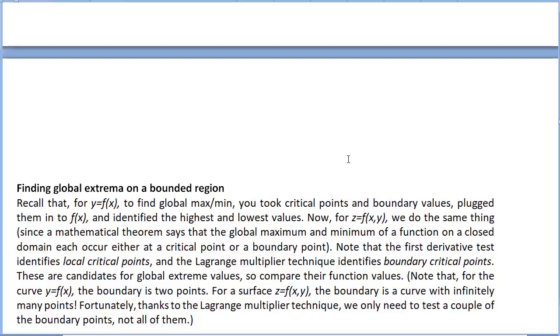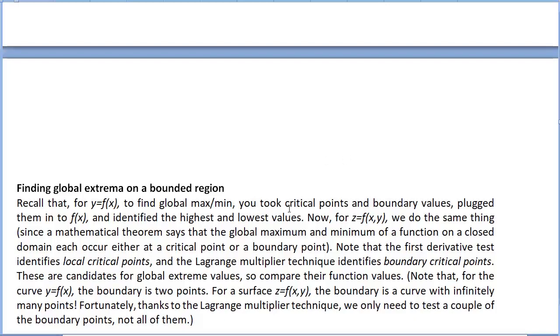As a side note, when we talk about boundary, note that for y equals f of x, the boundary is just the endpoints, it's 2 points. For a surface z equals f of x, y, the boundary is a curve. That curve has infinitely many points. So fortunately, thanks to the Lagrange multiplier technique, we only need to test a couple of the boundary points, what we call the boundary critical points, and not actually all of them.